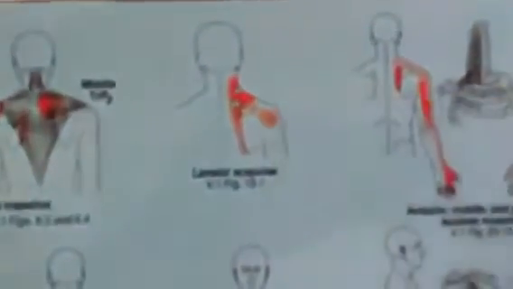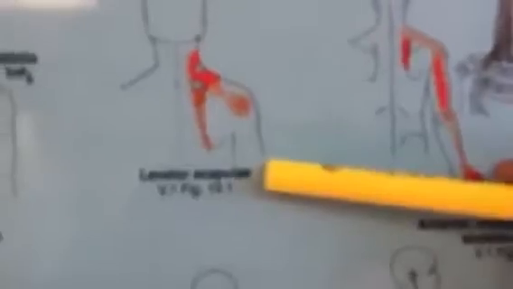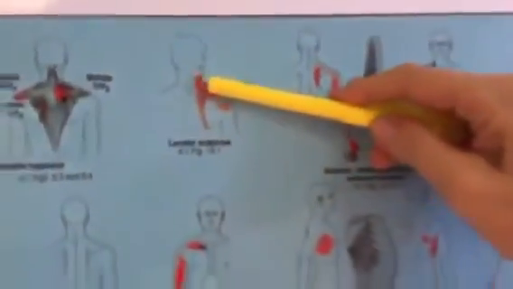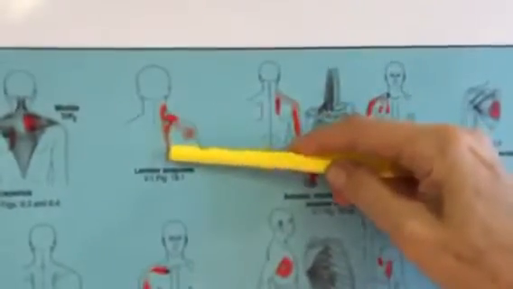Here it is. So here's the levator scapula. And this is the Travell and Simons posters, and you could probably get them through Amazon. But there's levator scapula. You see it causes crook of the neck pain right there, back of the neck pain, and of course shoulder pain throughout here.